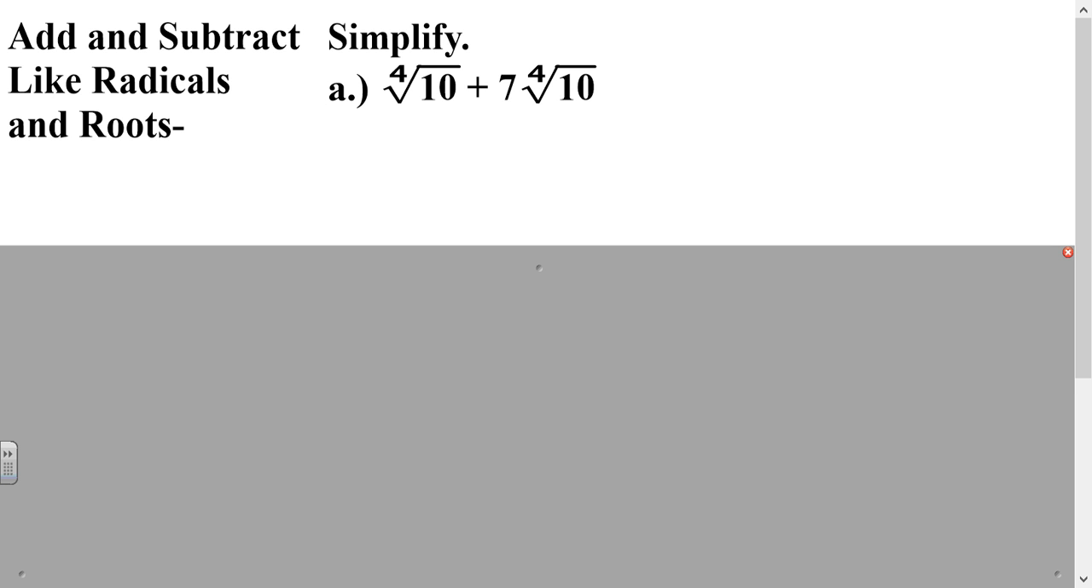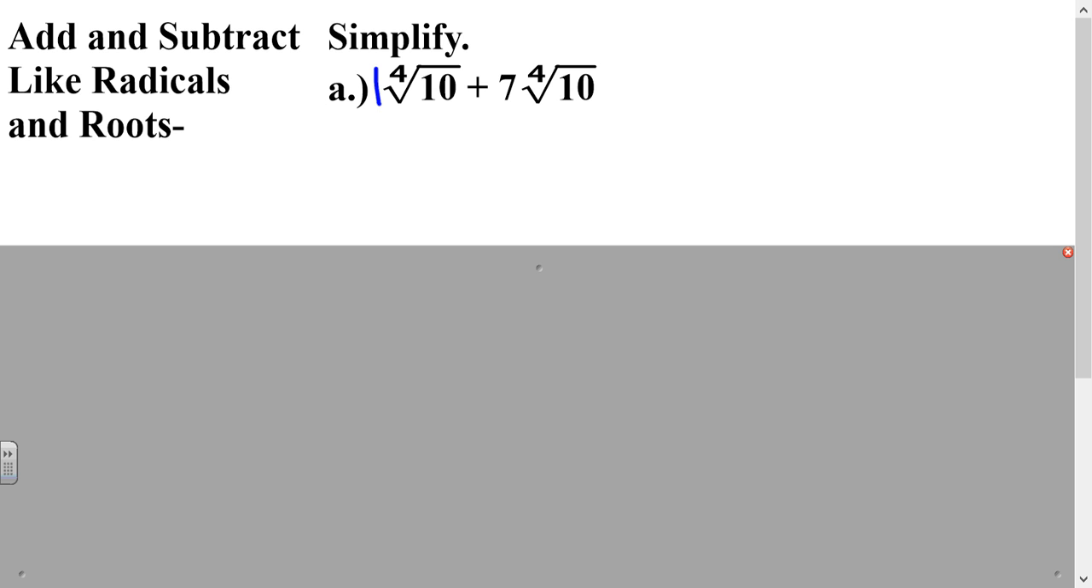So for example, this one's ready to go. Because if you look, they both have 10 underneath the radical sign, and they both have a root of 4. So since they're both fourth roots, they both have the same number underneath, we can just add the coefficients together. Now remember, the coefficients are the numbers in front. So for this first one, the fourth root of 10, that would be like 1 times the fourth root of 10. So the coefficient is a 1.